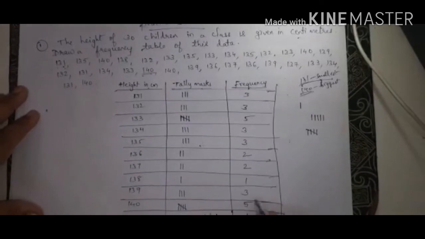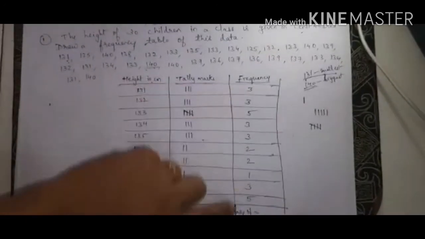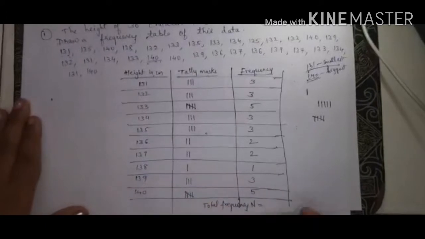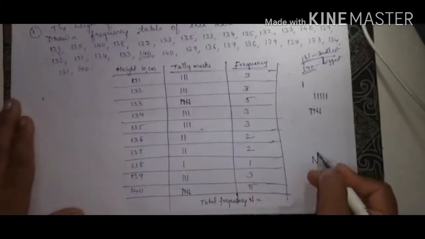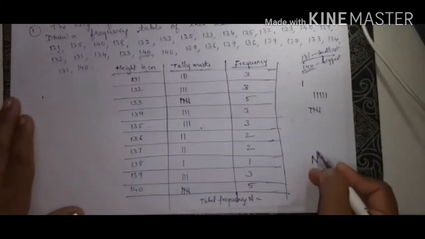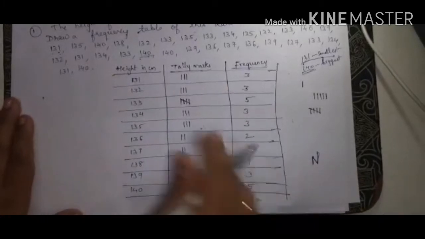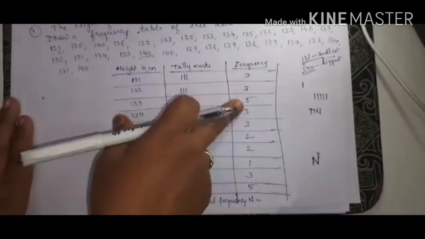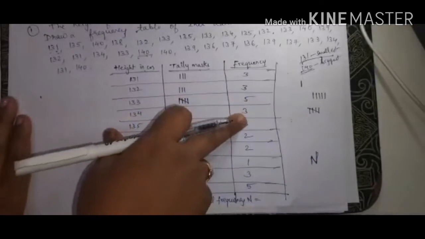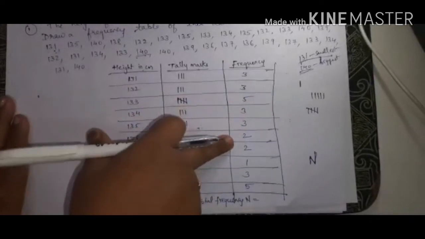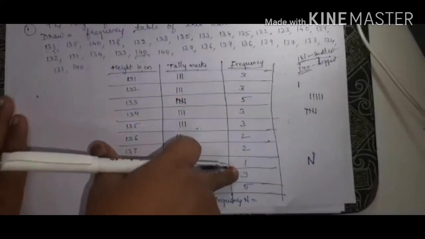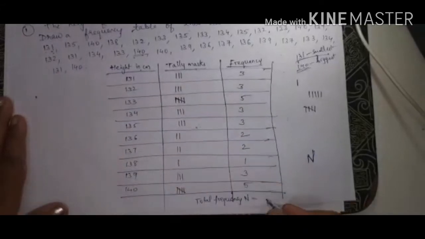After that we have to total this, and at the end we write the total frequency. Frequency we write as N. N means total frequency. We have to add all of these. 3 plus 3 is 6, 6 plus 5 is 11, 11 plus 3 is 14, 14 plus 3 is 17, 18, 19, 20, 21, 22, 23, 24, 25, and 5 makes 30.